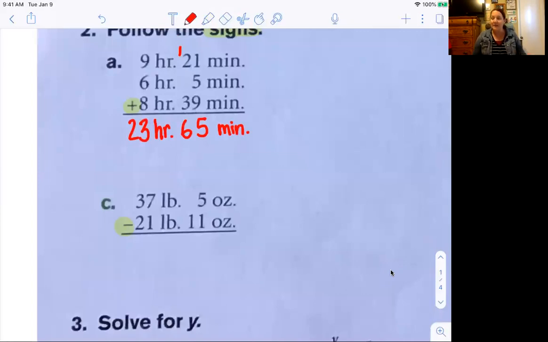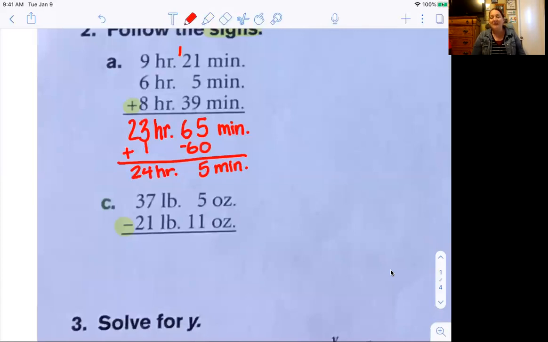Can we leave it like that? If you said no, excellent job. We cannot leave it like that. We have got to convert our minutes. So how many minutes are in 1 hour? 60 minutes in an hour. So we're going to take a group of 60, subtract it, and add 1 whole hour, because basically what we're doing is trading our minutes for our hour. 65 minus 60 is 5 minutes. 23 plus 1 is 24. So I have 24 hours, 5 minutes.